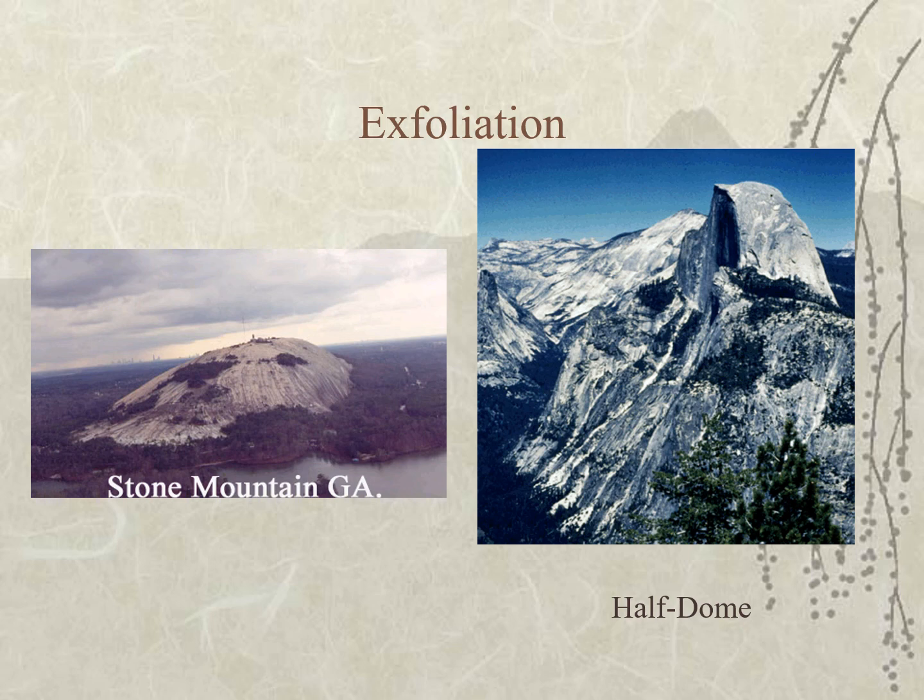So other examples here of exfoliation. These are also examples of granite plutons. On the left is Stone Mountain, Georgia. That's a neat place. I guess it's a state park. It's down there near Atlanta. That is an exposed granite pluton, and it is indeed quite rounded, but it becomes more rounded after exfoliation takes place.